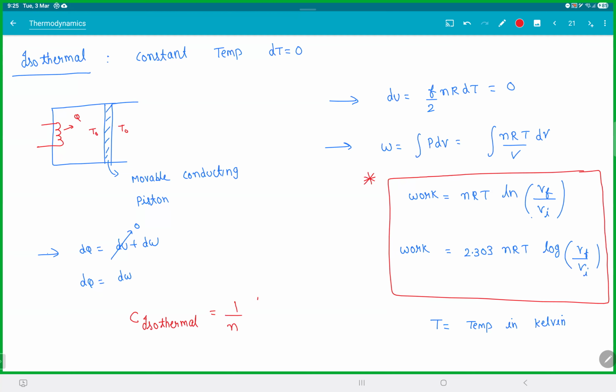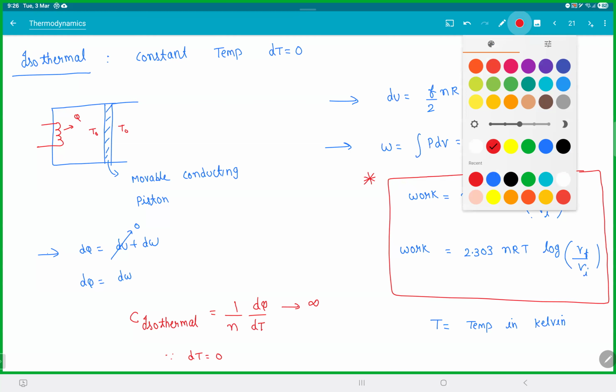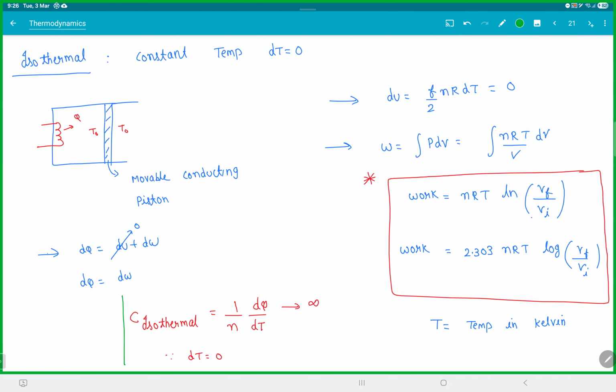It is 1 by n dQ by dT. And you're saying dT is 0. So C isothermal is infinity. Understand the meaning of it. No matter how much heat I give to the system, you can never change the temperature. So the heat capacity of an isothermal process is infinity. Clear with this?